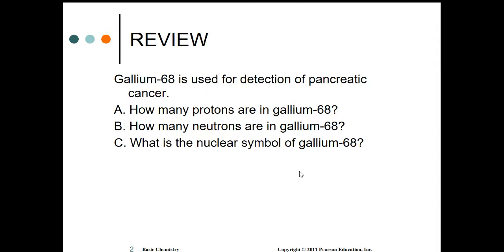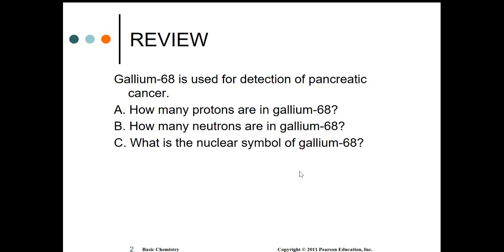If you've looked into your periodic table, of course you need your periodic table here. How many protons are in gallium-68? You need to look for gallium in your periodic table. Gallium has the symbol Ga, so the atomic number is 31. Therefore, the number of protons is also 31. How many neutrons are in gallium-68? I'm going to subtract 68 minus 31, because 68 is the mass number and 31 is the number of protons. So 68 minus 31 is 37.